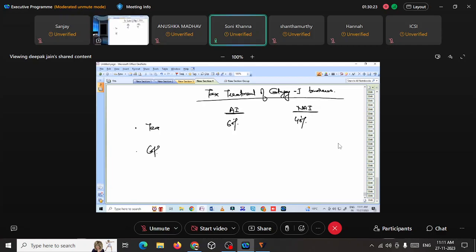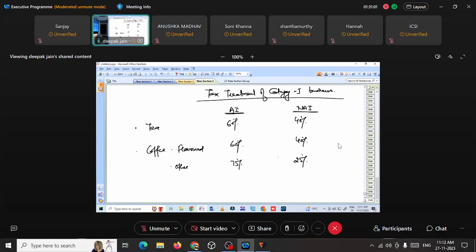Coffee. Okay, sir. In case of coffee, beta, again 60-40 in case of flavored coffee. This one is flavored coffee, 60-40. And normal coffee, 75 is agricultural, 25 is non-agricultural.